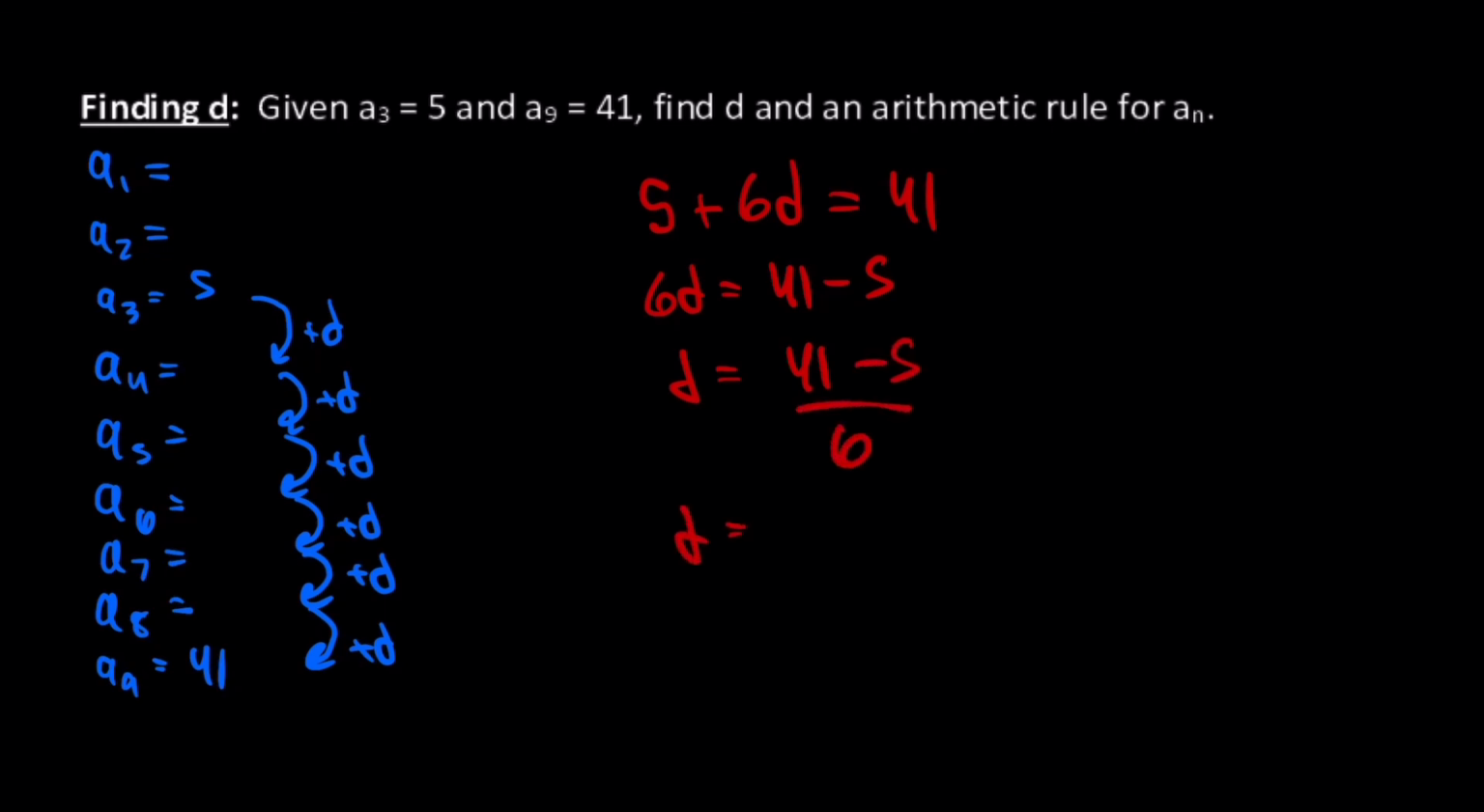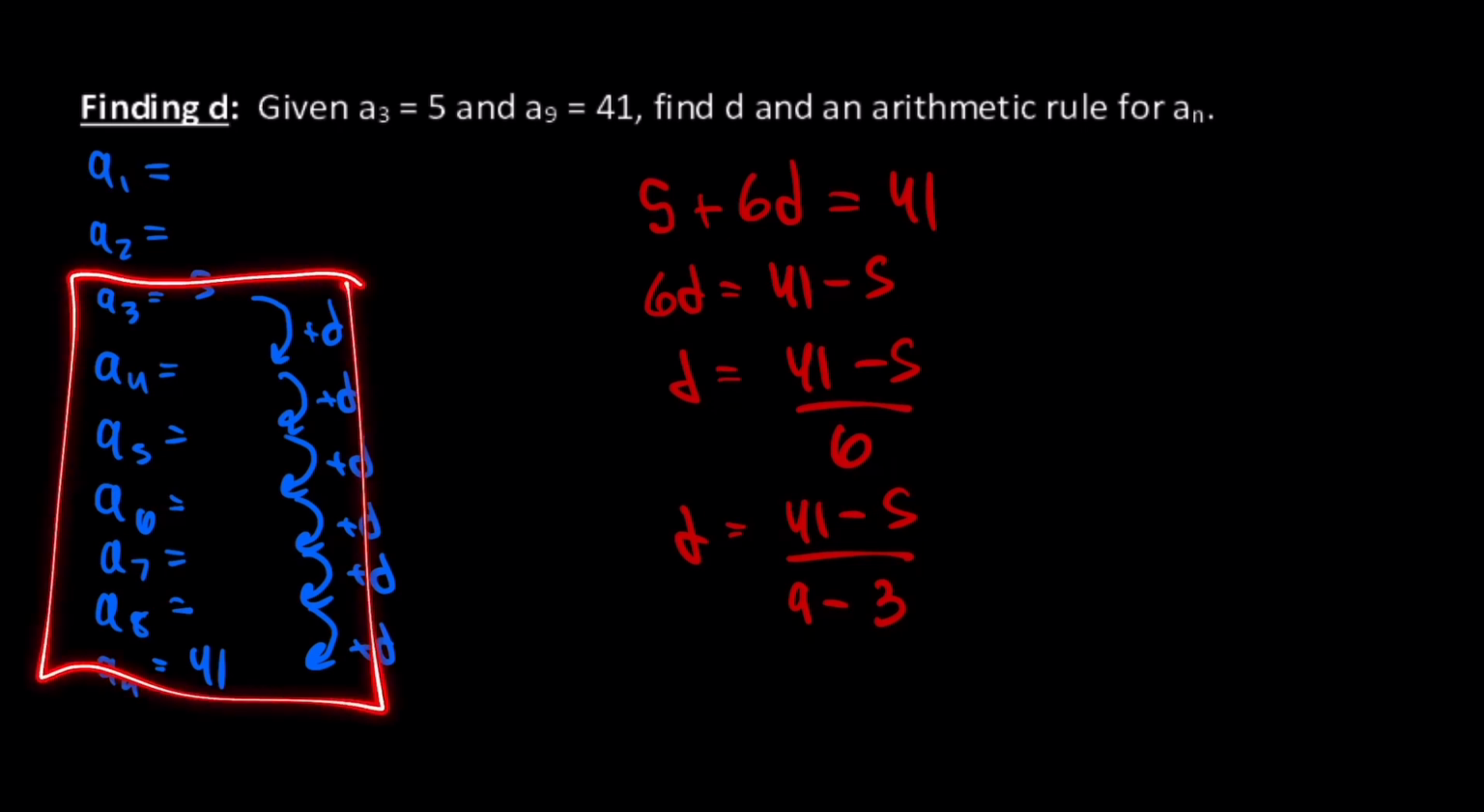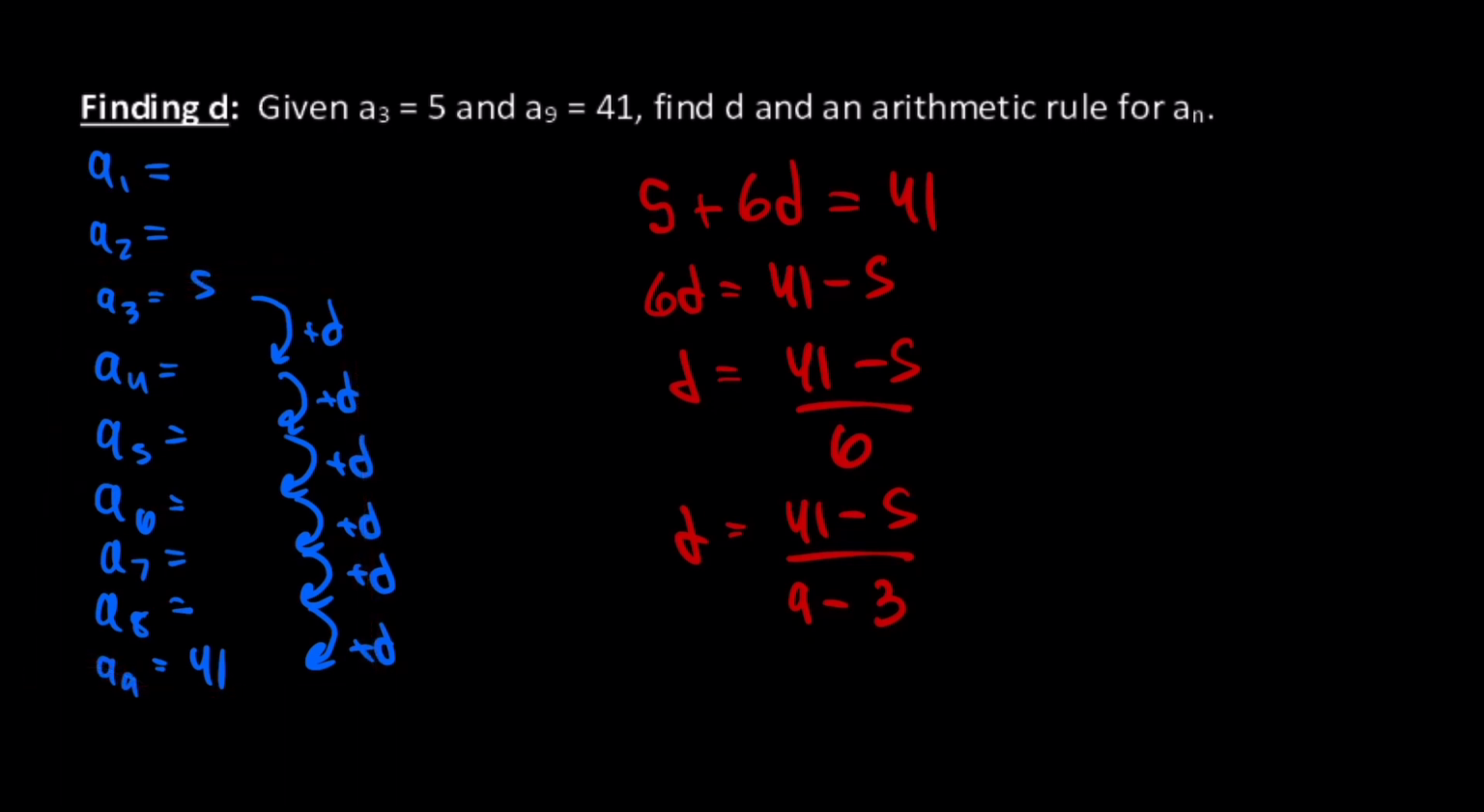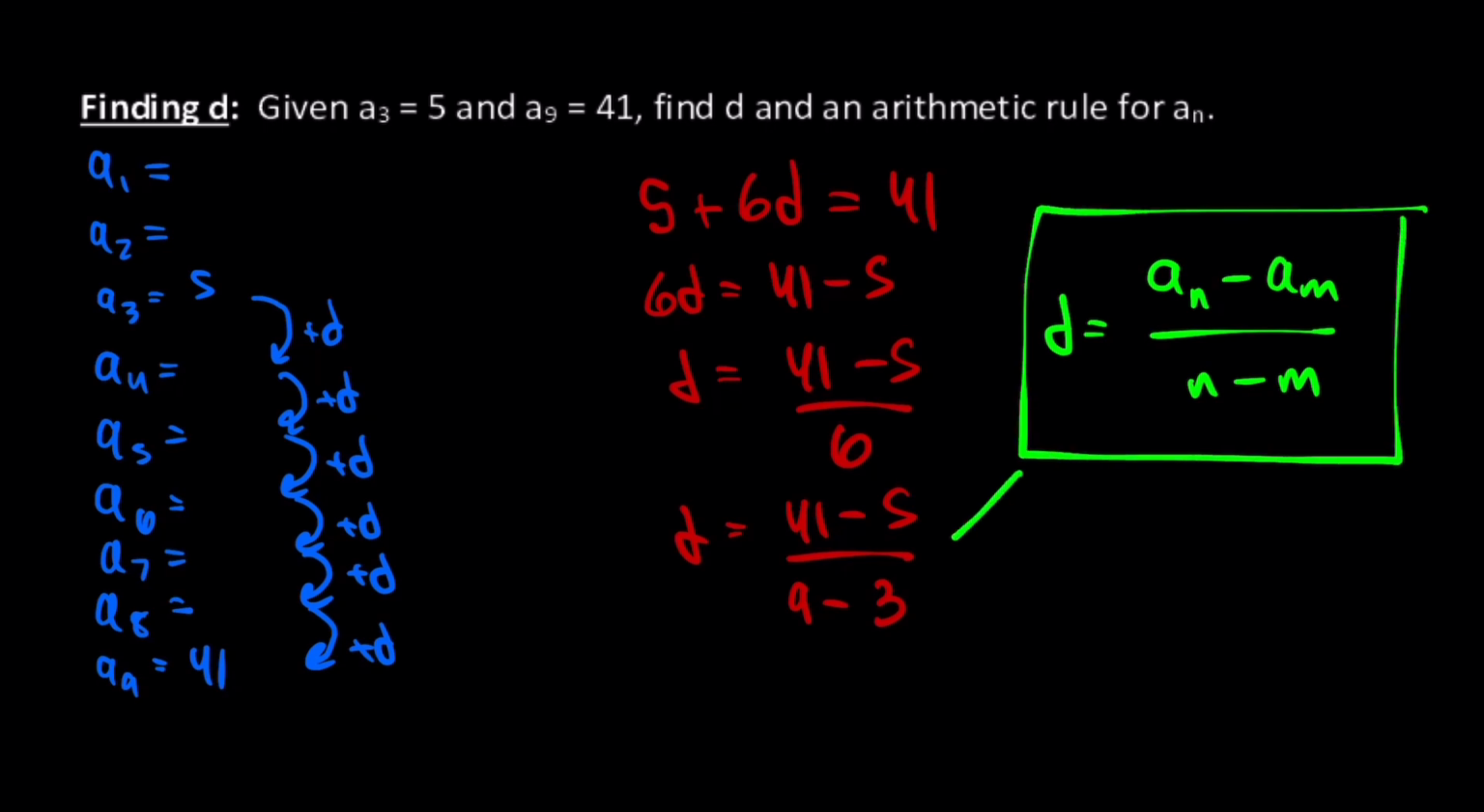Well, that's the same thing as (41 minus 5) divided by (9 minus 3). So what's the point of me doing that? It's to show you where we got these numbers so I can create an equation to find D. Look, 41 minus 5 is this minus that, and 9 minus 3 is that minus that. So my formula, if you will, to find D is going to be a sub n minus a sub m over n minus m. That's basically what I'm getting from that.